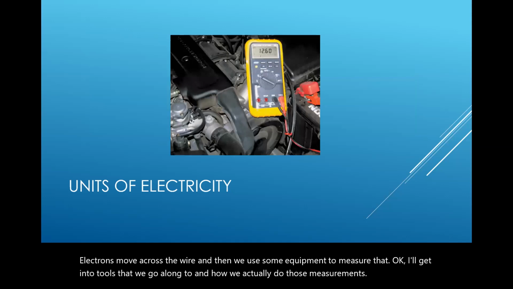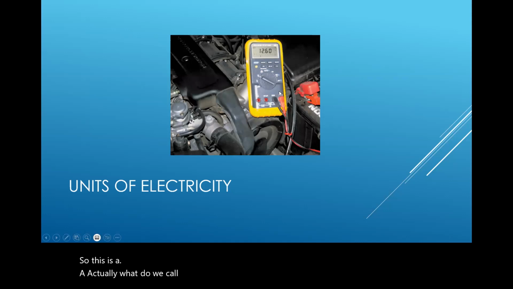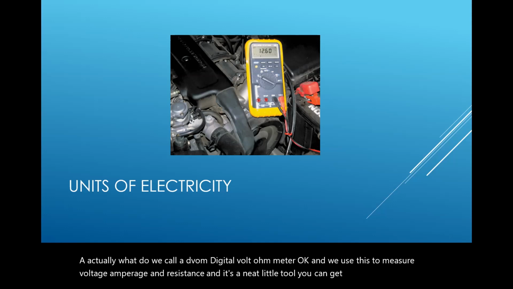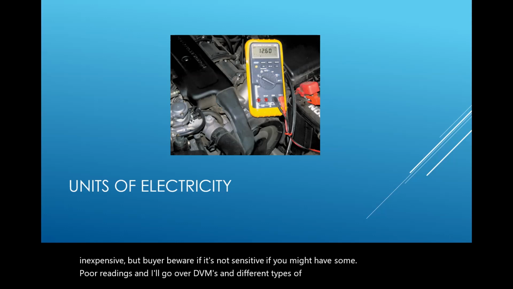So this is actually what we call a DVOM, digital volt ohm meter. Okay, and we use this to measure voltage, amperage, and resistance. And it's a neat little tool. You can get them fairly inexpensive. Buyer beware. If it's not sensitive, you might have some poor readings. And I'll go over DVOMs and different types of meters as we go across this semester here.